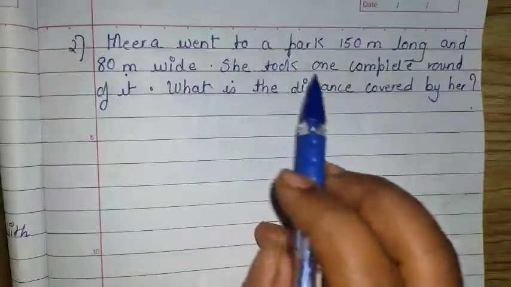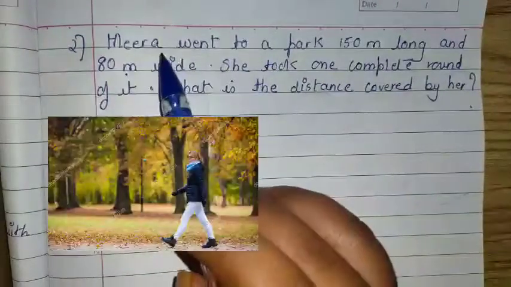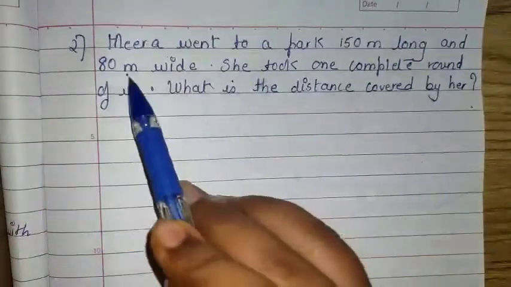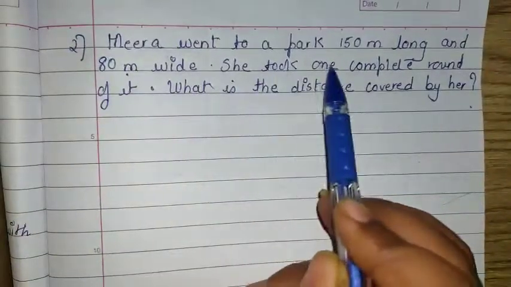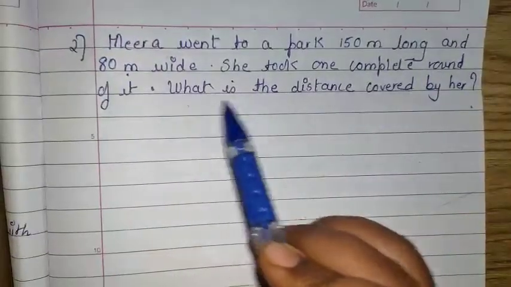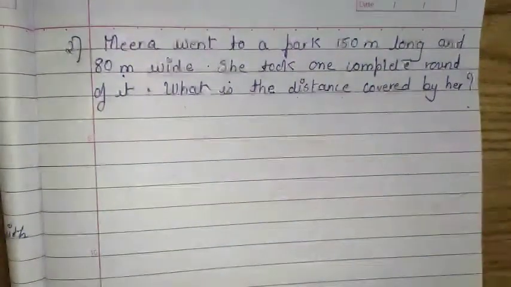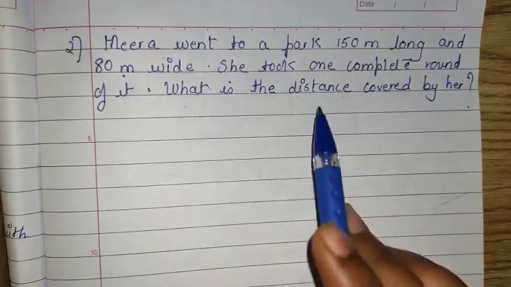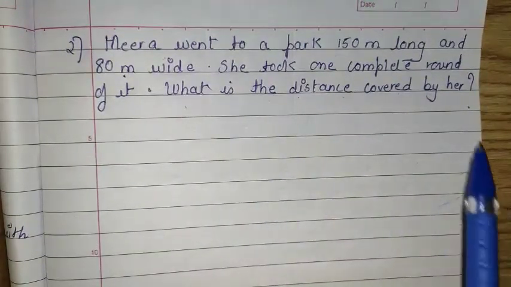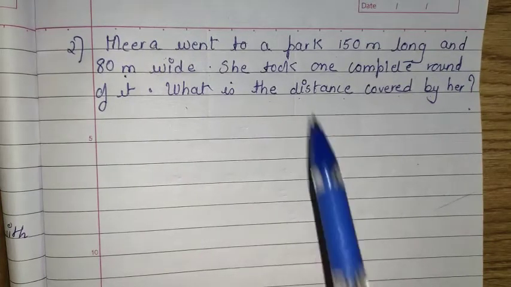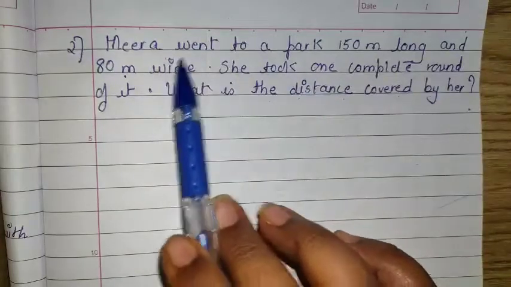So here is the next problem. Let's read it. Mira went to a park 150 meter long and 80 meter wide. She took one complete round of it. What is the distance covered by her? So, what are we told to find out? Yes, the distance covered by her to take a complete round around the park. Now tell me, what is the shape of the park? Yes, rectangular. Here in the problem it is not given, but we can find out by reading the problem.